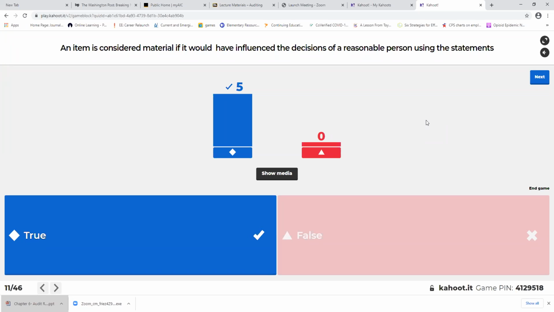So that kind of gives us a little bit of leeway in terms of not having to worry about things that may be not correct, but if they're not material, then we can kind of not spend our time on them, right? We want to focus in on the things that are really material.